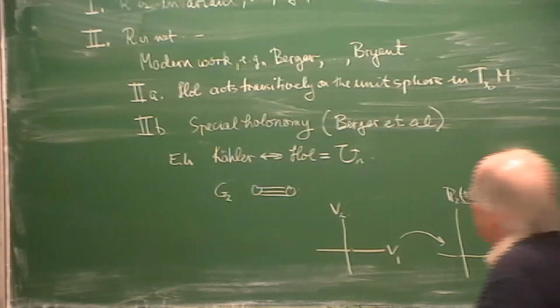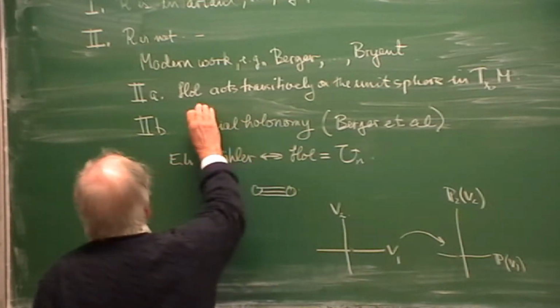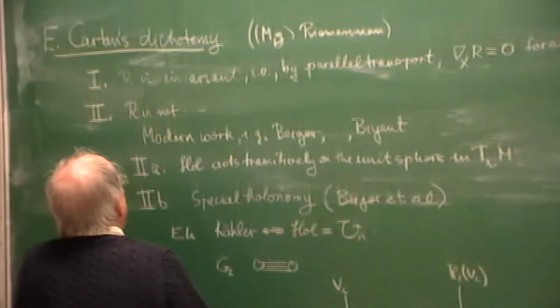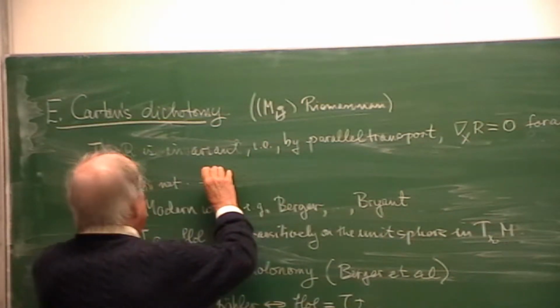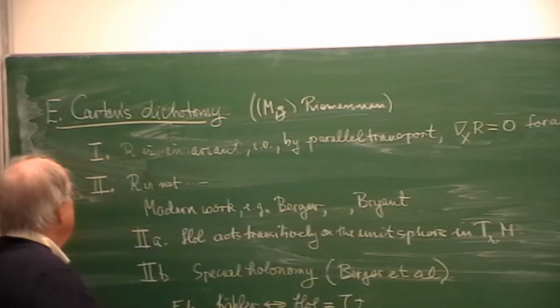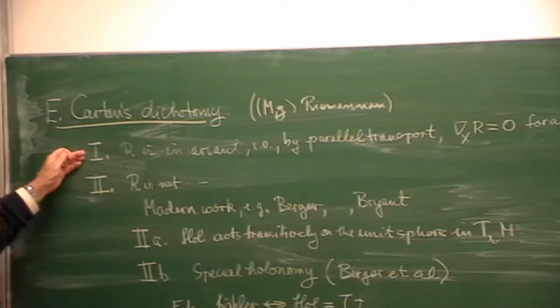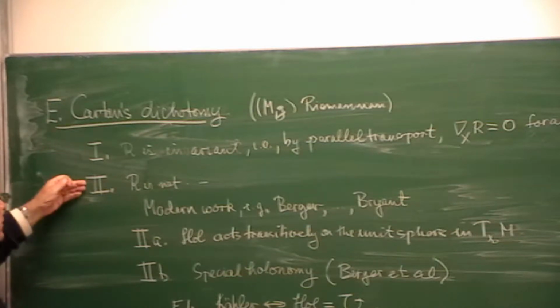Okay, so in some sense, you have two cases. In the generic case, it acts transitively on the unit sphere. That's good to know. And you have this other case where curvature is invariant. And I refer to this as the Cartan dichotomy. One of two things happen.